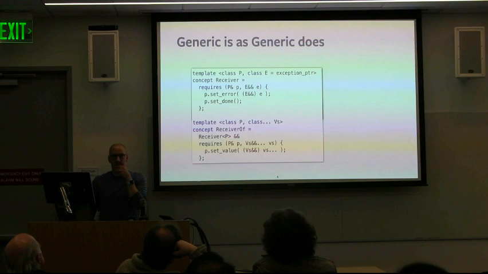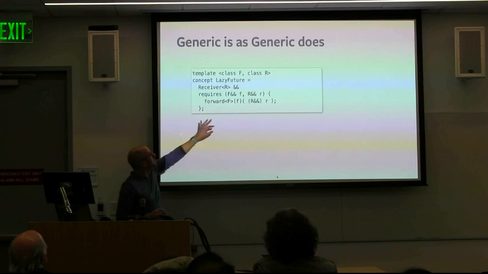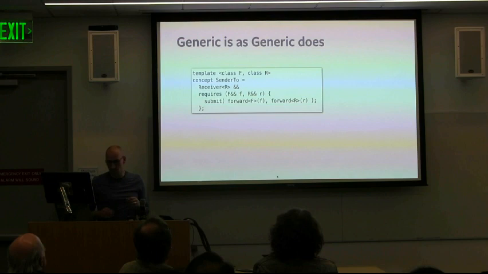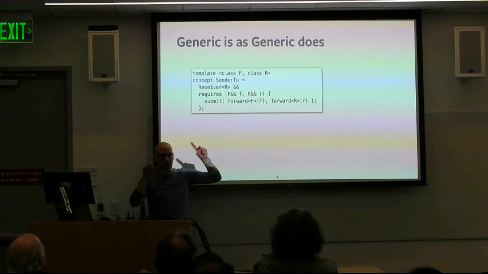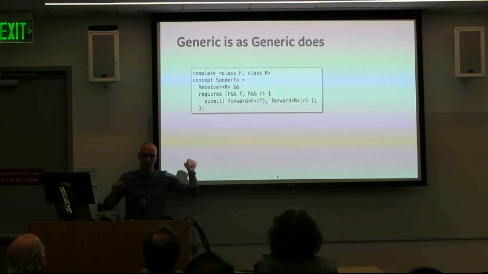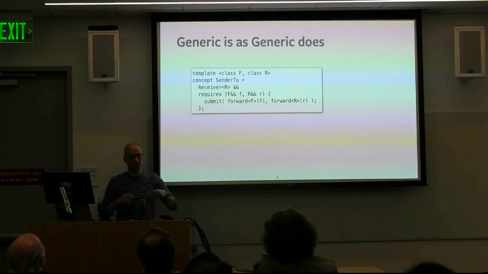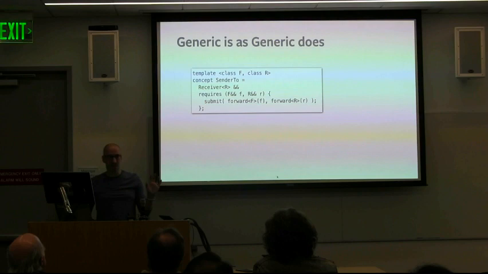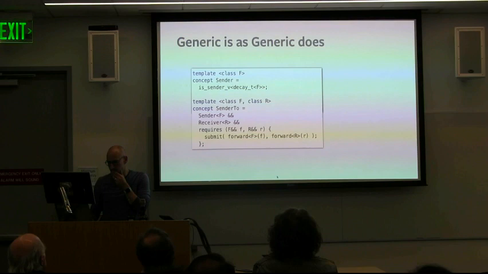And what we've been calling a lazy future is just something that's callable with a receiver. We think we're going to call that a sender, and rather than using function call, there's going to be a submit operation. We give the operation a name, submit, which is going to take a sender and a receiver. Same thing, just different syntax. All right, that's it. Okay.